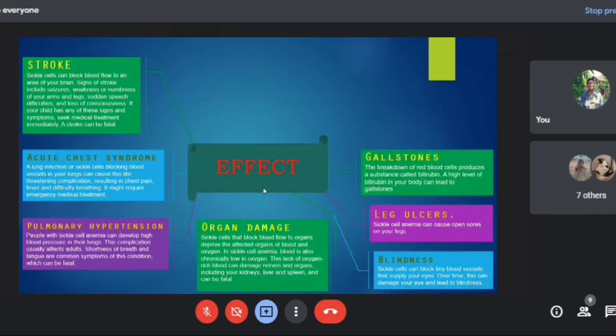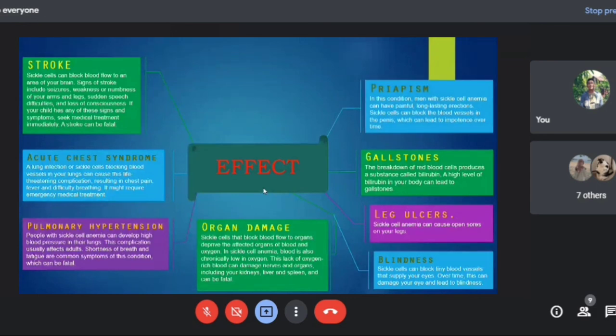Gallstone. The breakdown of red blood cells produces a substance called bilirubin. A high level of bilirubin in your body can lead to gallstone. Priapism. In this condition, men with sickle cell anemia can have painful, long-lasting erections. Sickle cell can block the blood vessel in the penis, which can lead to impotence over time.